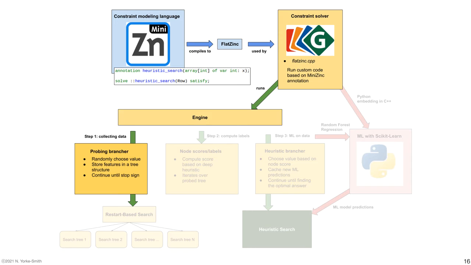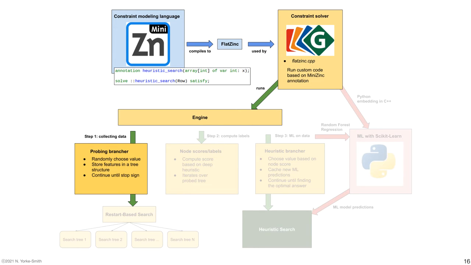What happens? Well, step 1. Remember, our approach has 3 steps, 3 phases. The first is probing. You can see it there. We take the input problem and randomly choose values. We're going to do random search, random variables, random values, and store what we find in some tree structure. We're going to continue until we hold up a stop sign. That could be based on time for probing, we might give it a few seconds. It could be based on number of nodes or another condition.